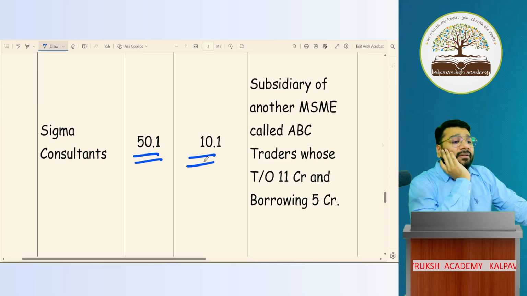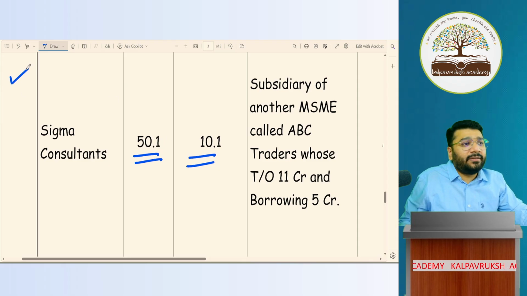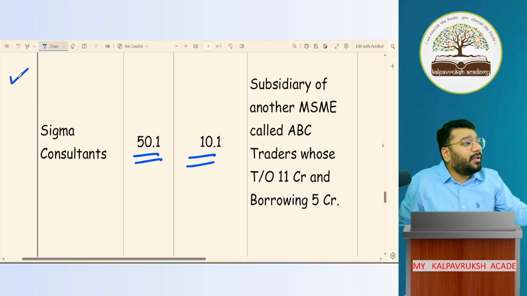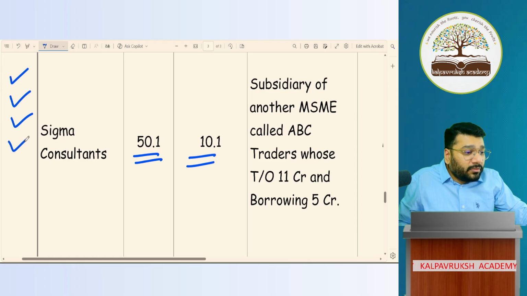Is Sigma Consultant listed? No, it is unlisted. First condition satisfied. Second, is Sigma Consultant a bank, FI, or insurance? No. Second condition satisfied. Is turnover exceeding 250 crores? No. Third condition satisfied. Is the borrowing exceeding 50 crore? No. It is satisfied. Last condition, relationship. Let's see.